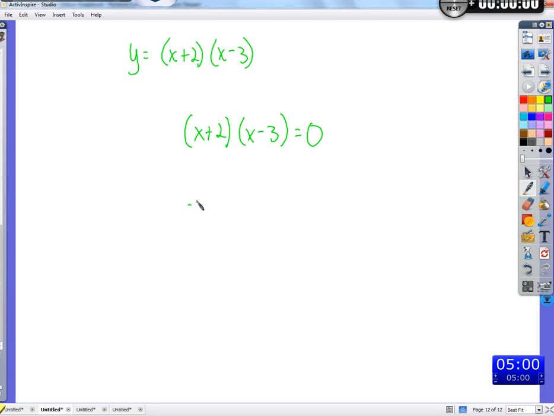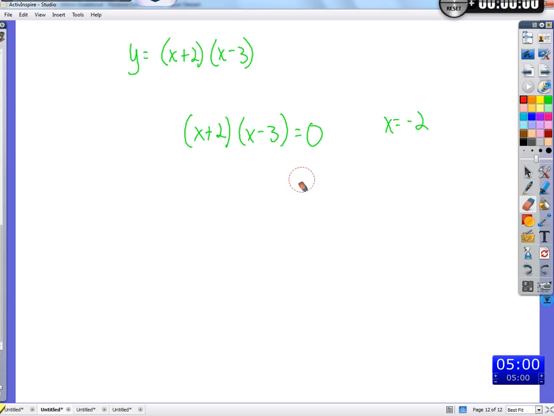Yeah. Negative 2: negative 2 plus 2 times negative 2 minus 3, you get 0 times negative 5. It doesn't even matter that's negative 5, right? You multiply by 0, you get 0. Tristan's genius. So x equals negative 2. That's one place on the x-axis where we'll find an x-intercept. Where else?